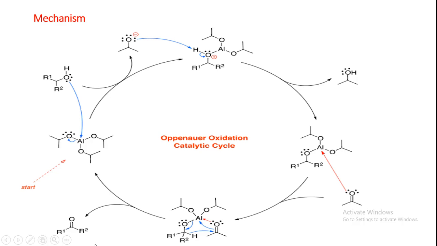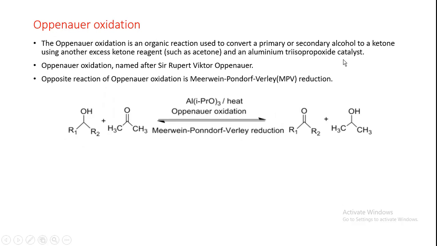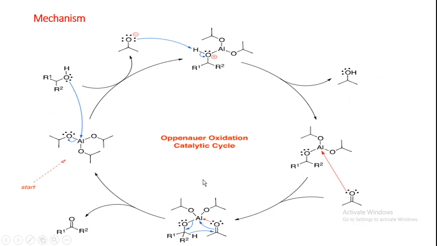At the end of the reaction we are getting acetone along with this alcohol. You just see the reaction: acetone along with this alcohol, and from this step we are getting the alcohol. So this is the mechanism of the Oppenauer oxidation.